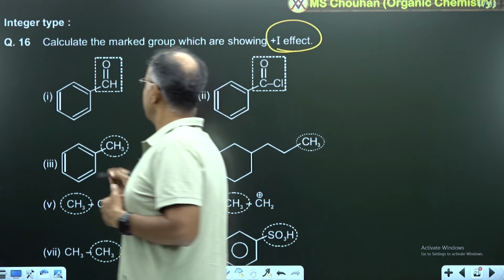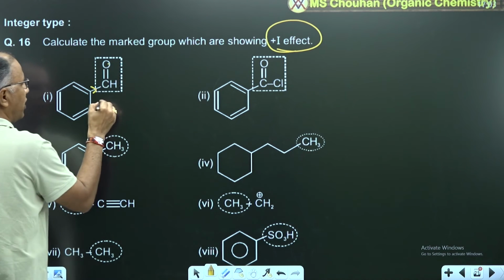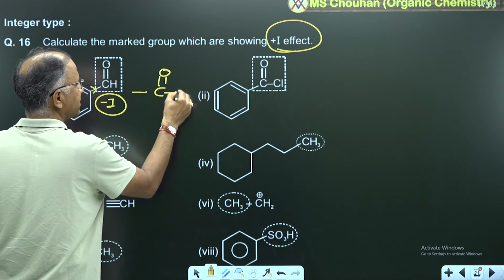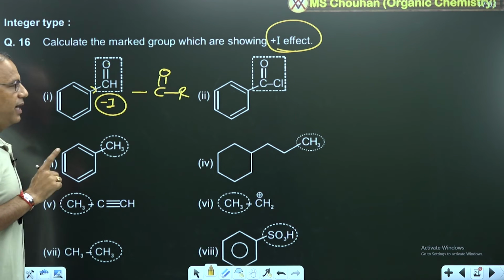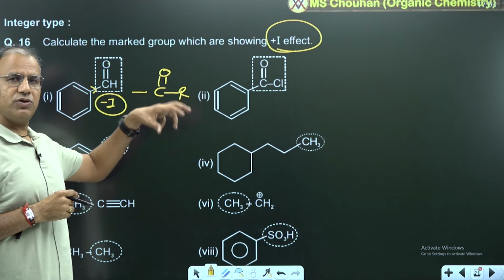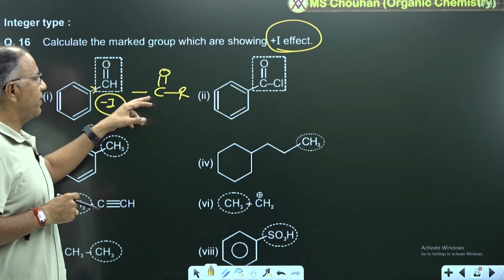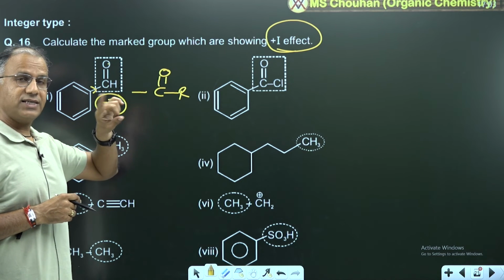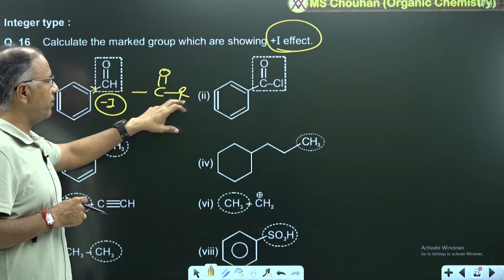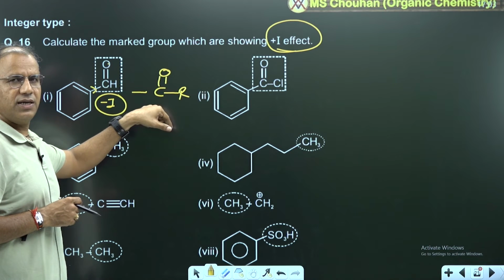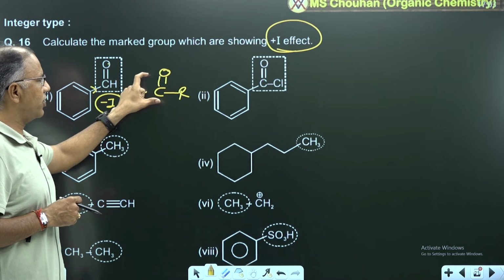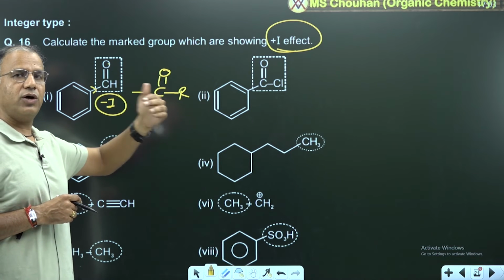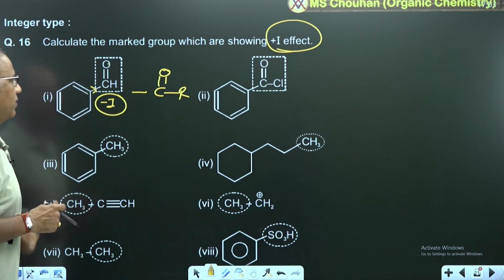Now what is the answer of the first? In this case, oxygen is more electronegative, so we can say that C double bond O shows strong minus I effect, except CO2 minus. For example, aldehyde, ketone, acid, ester, amide all will show minus I effect except CO2 minus. In case of O minus, both oxygens become electron rich, and due to richness of those two electrons, they will donate electron to carbon and carbon becomes an electron donating group. So you have to remember.